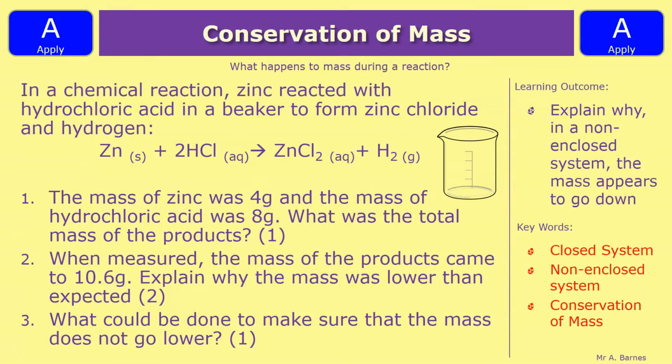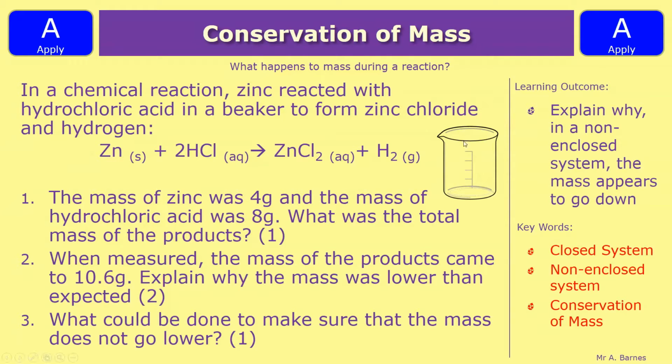Let's move on to a practice question then. So this one says, in a chemical reaction, zinc reacted with hydrochloric acid in a beaker to form zinc chloride and hydrogen. And you've got the balanced symbol equation here. Zn plus 2HCl goes to ZnCl2 plus H2. Question 1 is, the mass of zinc was 4 grams and the mass of hydrochloric acid was 8 grams. What was the total mass of the products?